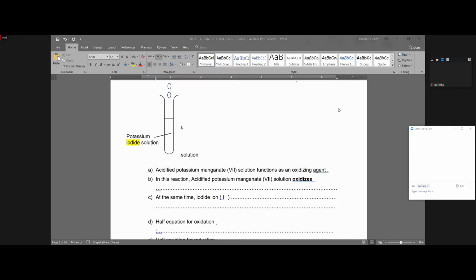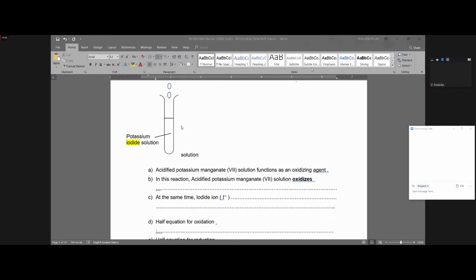Part B? Yongsin, try Part B. What will it do? It will oxidize what? Oxidize iodide ion to iodine. Okay, well done. It will oxidize iodide ion to iodine. You must mention the word iodide ion to iodine, or iodine molecules. At the same time, who wants to try now? Sandra?